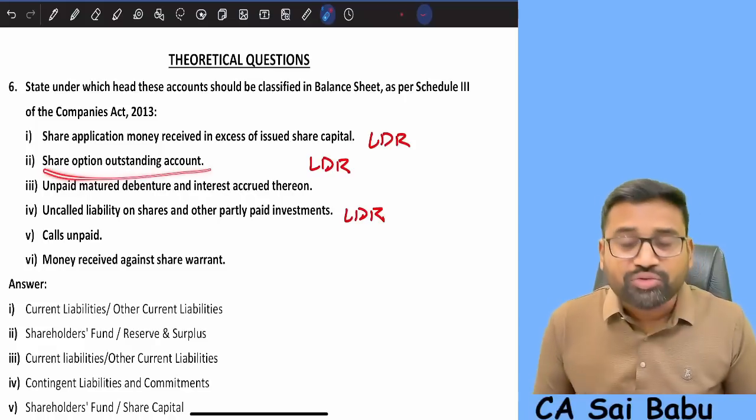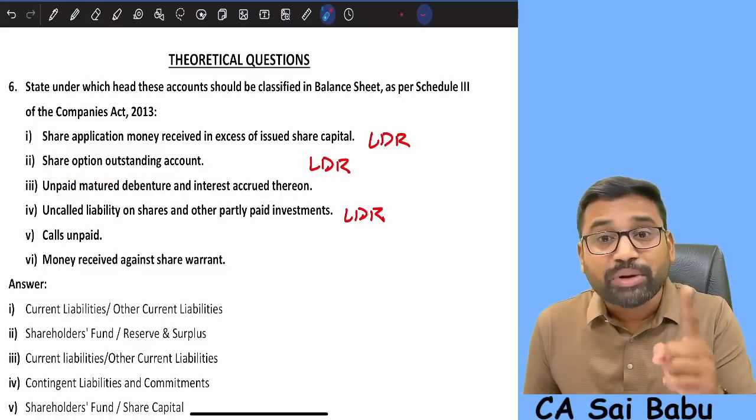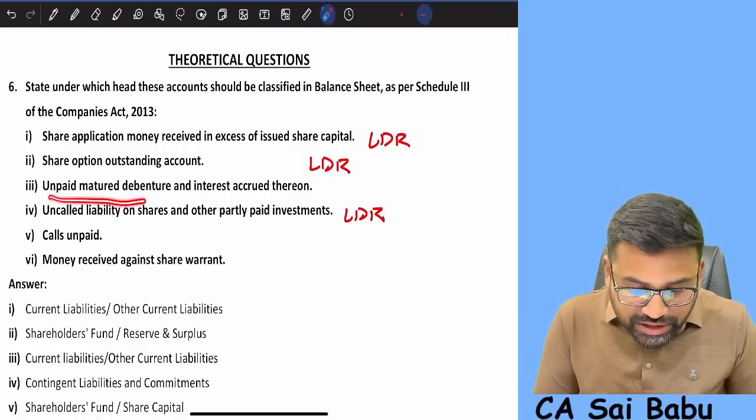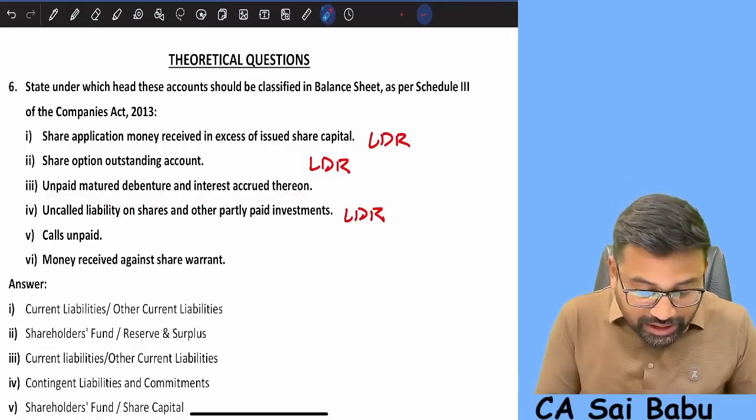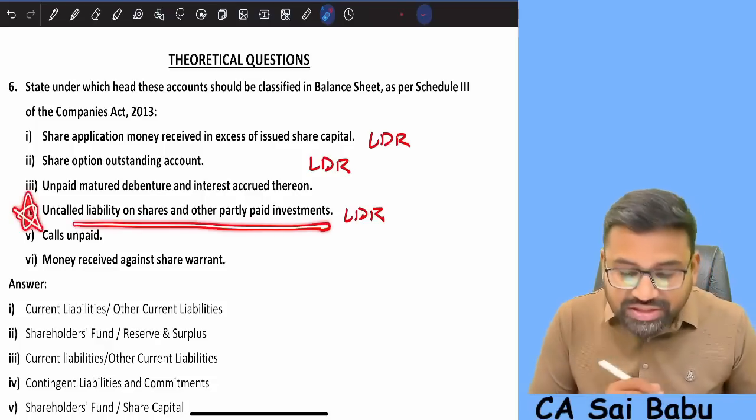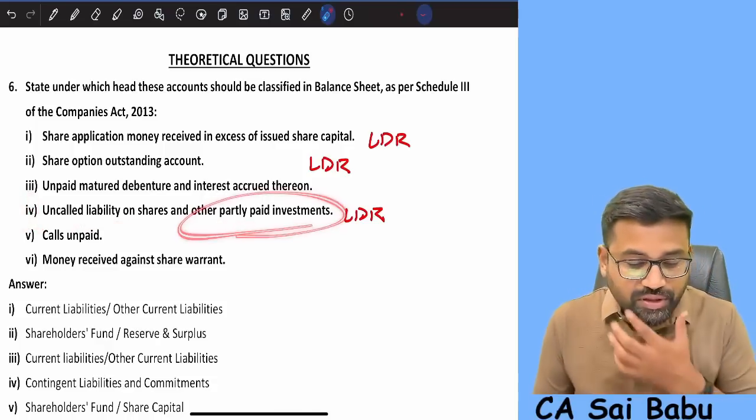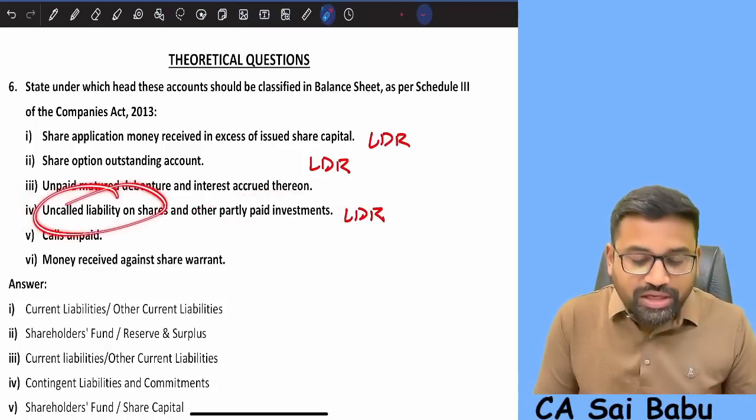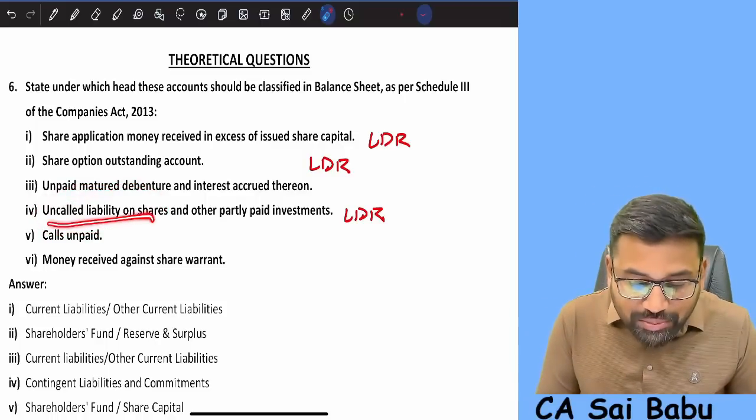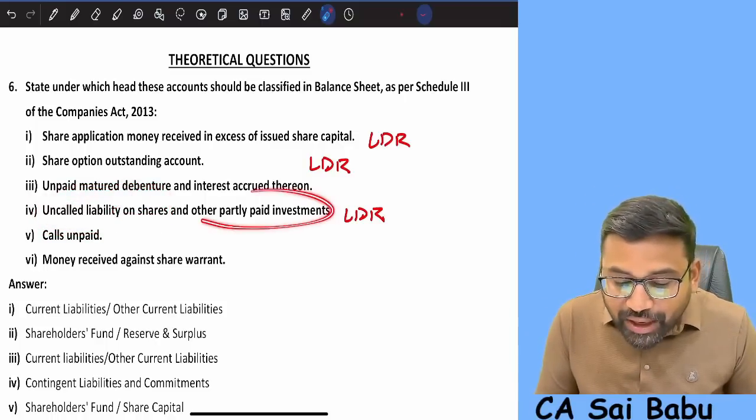Next, share option outstanding account generally will be shown as a part of reserves and surplus. Next, unpaid matured debentures are other current liabilities. Now this one is very, very important. Uncalled liability on shares and other partly paid investments. See, the moment you see uncalled liability on shares, most of the students think it is call scenarios. No, this is uncalled liability on shares and other partly paid investments.